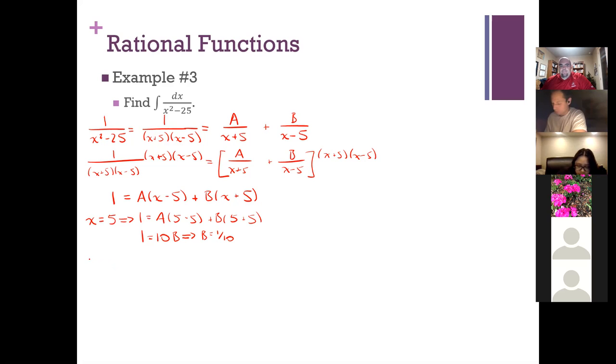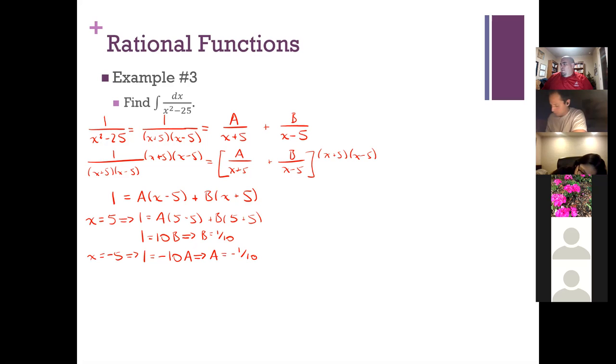Could I do that again? You could do it with negative 5. Yep, I can do the same thing with negative 5. And then I'm going to get 1 equals basically negative 10A, and the B would vanish. So then from there, I get A equals negative 1 over 10.